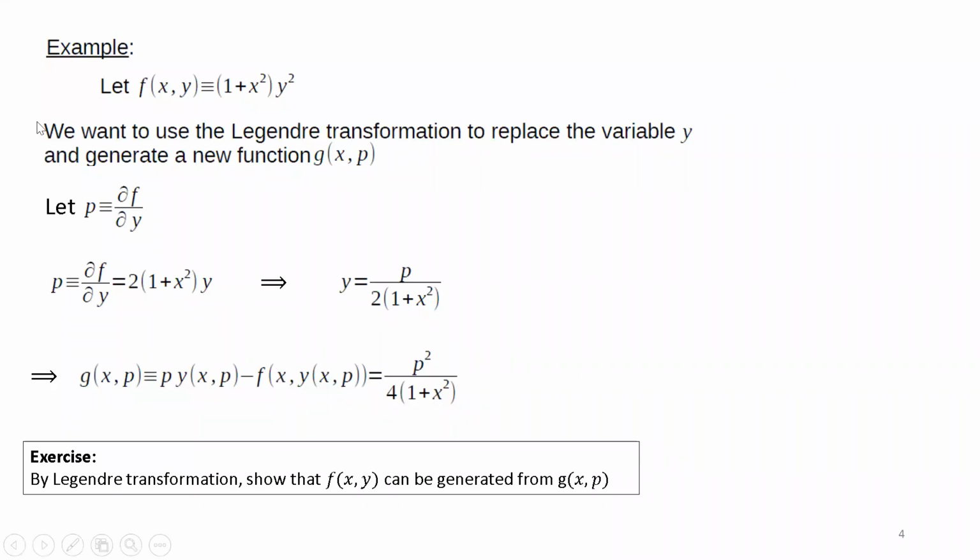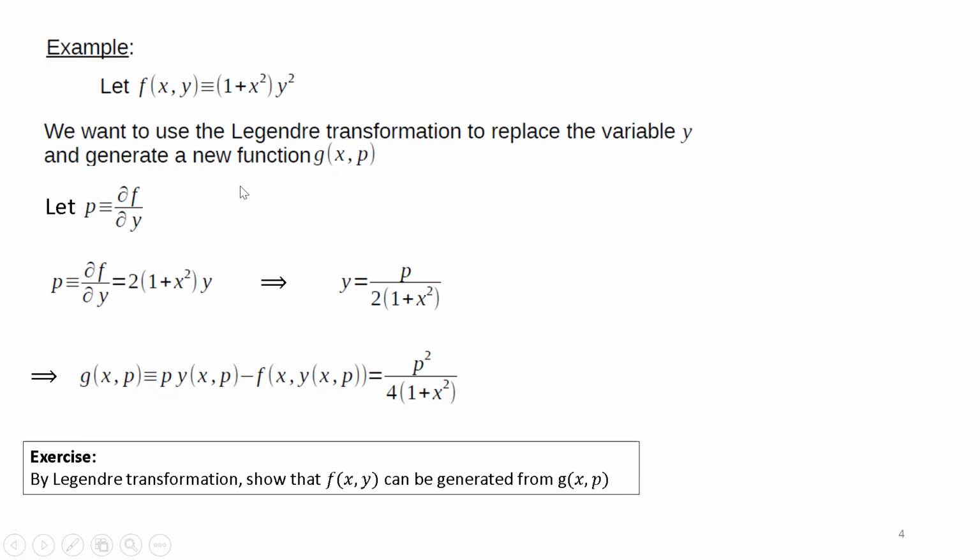So let's look at one more example over here. I give you a function of two variables, f of x, y, equal to 1 plus x squared times y squared. And now I want it to become this new function, g of x and p. So I replace y by p.